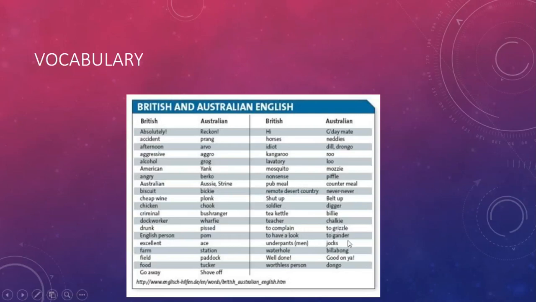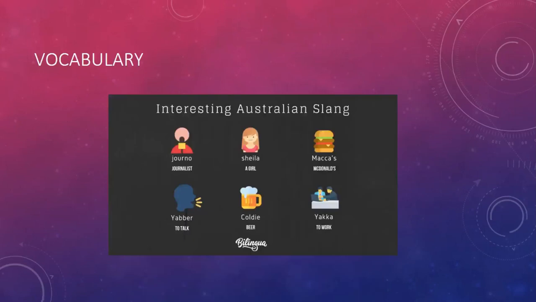To have a look is to gander. We already discussed that. Men's underpants are called jocks in Australia. That's where jokey actually comes from, I guess. Then water hole is a billabong, like our well, a small one. Then well done becomes good on ya. Worthless person is a dongo. Okay, so these are some important words. It's actually fun to learn Australian English, I guess.